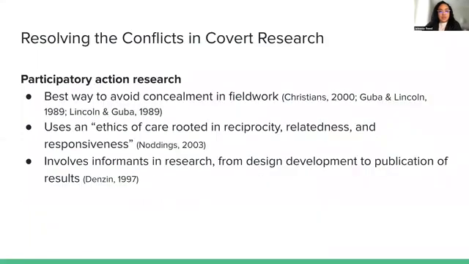Researchers suggest that collaborating with informants through participatory action research is the best way to avoid concealment in fieldwork. A participatory research model uses an ethics of care and is rooted in reciprocity, relatedness, and responsiveness. This means involving informants throughout the research, from development to publication of results, by encouraging them to be co-authors and assist with choosing research sites or developing interview questions.